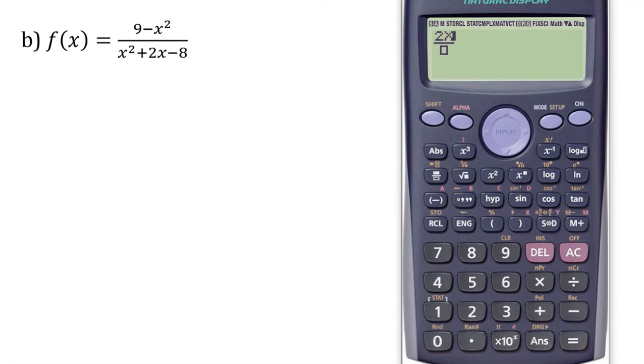2x, what was the last one? Was it minus 1? Plus 1? Over x minus 1. Right? I would program it into my calculator like that. Hit equals, and then do that little trick. Okay?